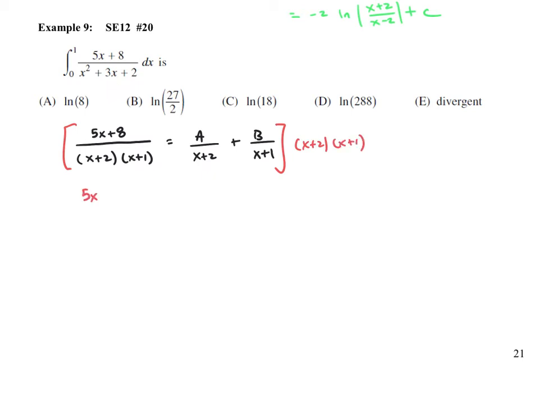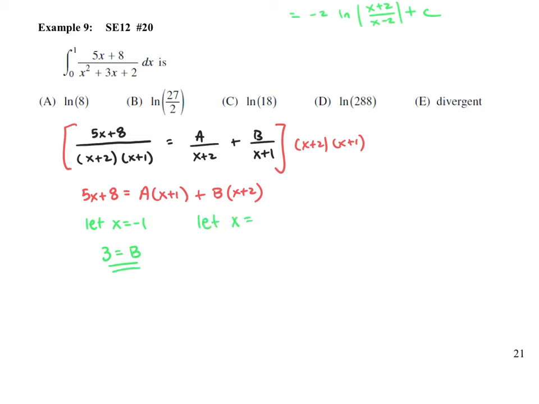So we get 5x plus 8 equal to a times x plus 1, because the x plus 2 cancels, and b times x plus 2, because the x plus 1 cancels. We're going to let x equal -1 so we can cancel a. On the left side, we have 5 times -1 plus 8. That's going to be 3. And we have a canceled and then b times +1. So we end up getting b equal to 3.